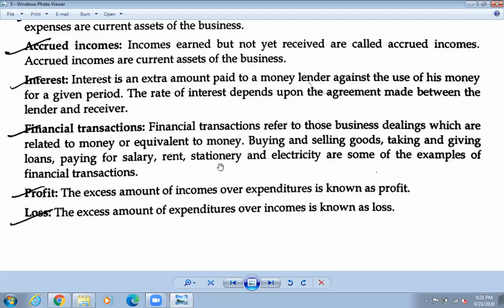Stationery भनेको pencil, eraser, sharpener, whatever you need to buy, that is also the money. Okay, electricity you are using, that means that is also related to money. So whatever is related with the money, the financial payment and all, whatever you do, so that is called the financial transaction. If you record everything, then that is called the financial monetary transaction.